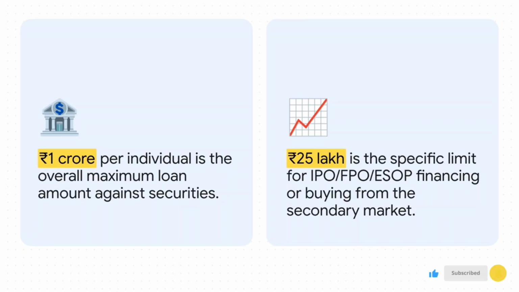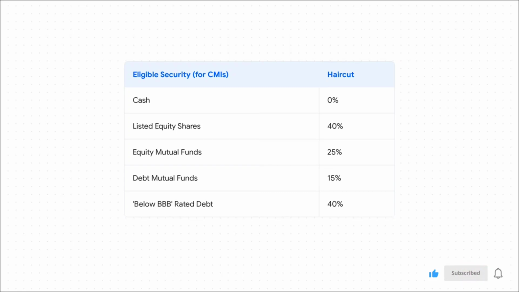Okay, for individuals, there are two more numbers you need to remember. These are hard caps on the loan amount itself. The overall limit an individual can borrow is 1 crore rupees. But, and this is a big but, if the specific purpose of that loan is to buy shares, like in an IPO or from the stock market, then the limit gets much smaller, dropping down to just 25 lakh rupees. So 1 crore overall, but only 25 lakh for actually buying shares. Got it?